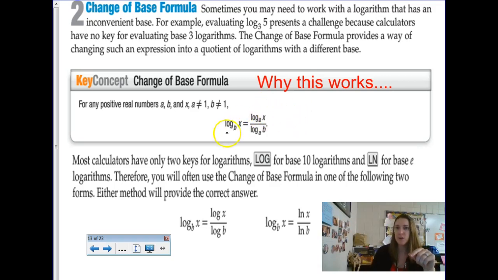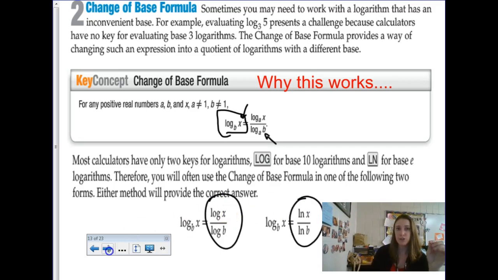So here's the idea. If you have a logarithm of an unfriendly base, so not a common log, base 10, or a natural log, which is base e, then you can rewrite it as a common or natural log of whatever this number is, divided by the common or natural log of whatever the base is. You just have to make sure you're using the same button each time. So either common log over common log or natural log over natural log.